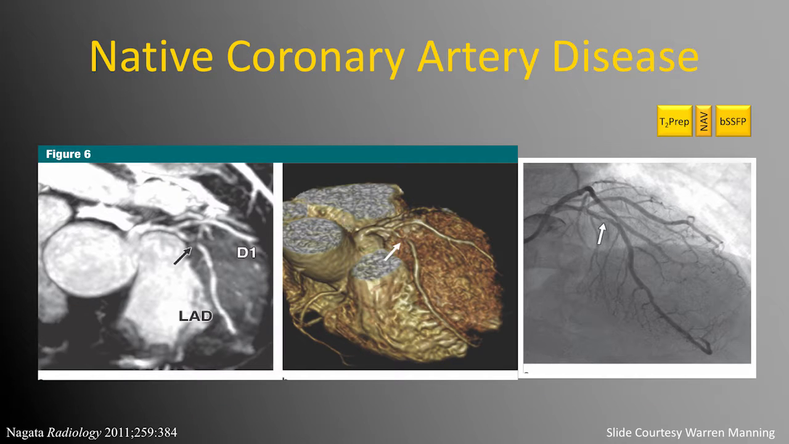What kind of images can you get? This is a 1.5T example, which was published a couple of years ago in Radiology with these types of sequence elements. You can see here the lesion in the proximal LAD, which is nicely also shown here in the 3D rendering and confirmed on the gold standard, the X-ray coronary angiogram.